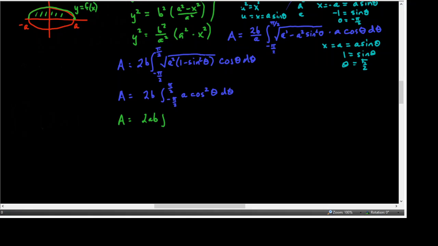and to integrate cosine squared, I'm going to use the identity where that's 1 plus cosine of double the angle. So double theta is 2 theta over 2 d theta.